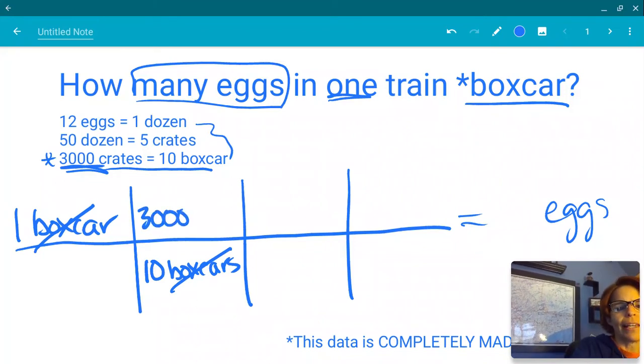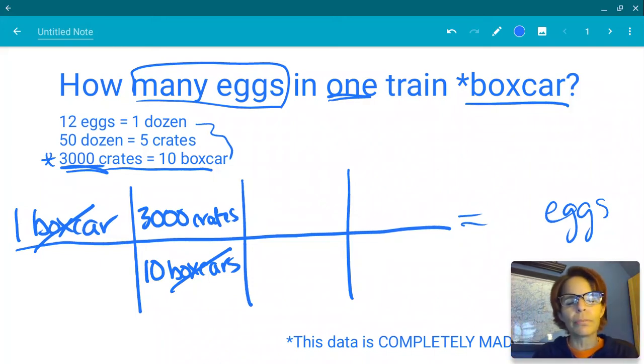So I want you to get that 3,000 crates. And may I emphasize, please use your units. The units are totally key.